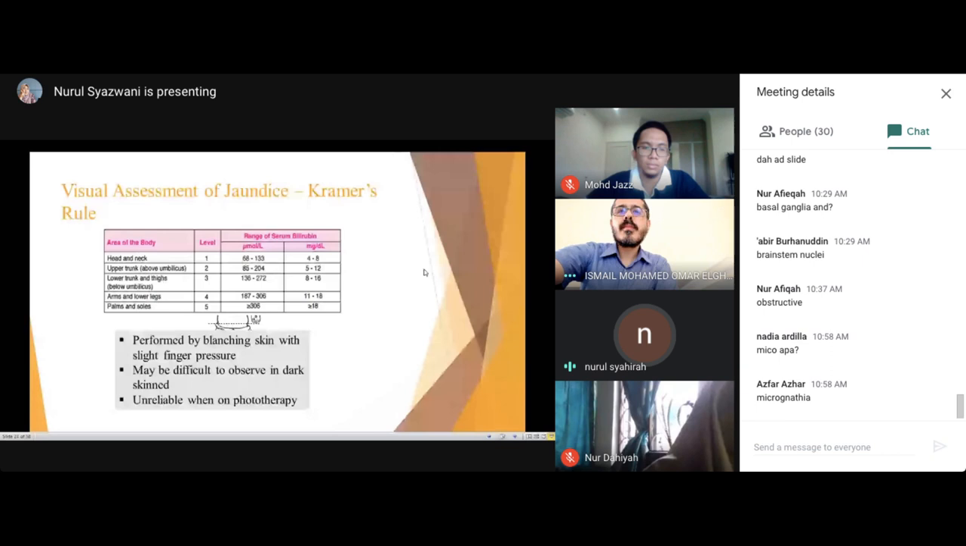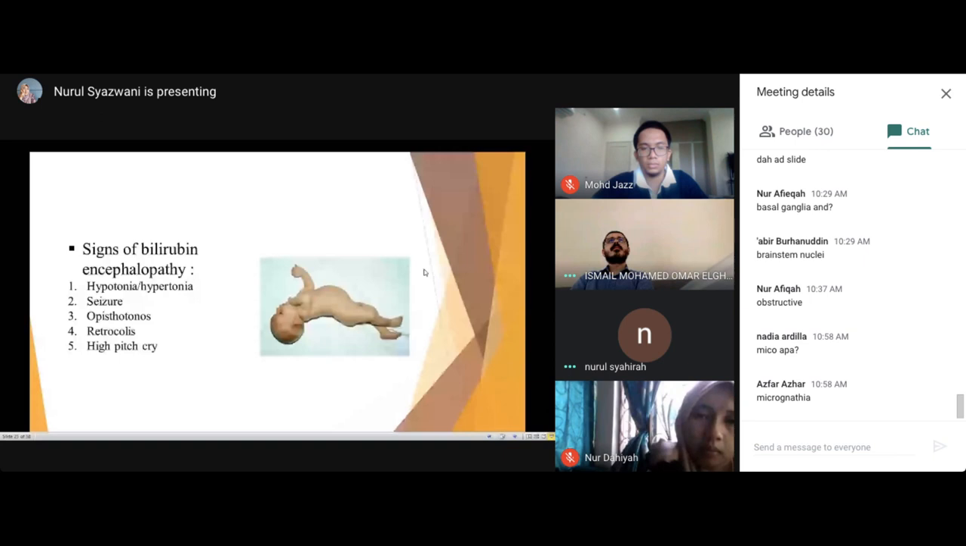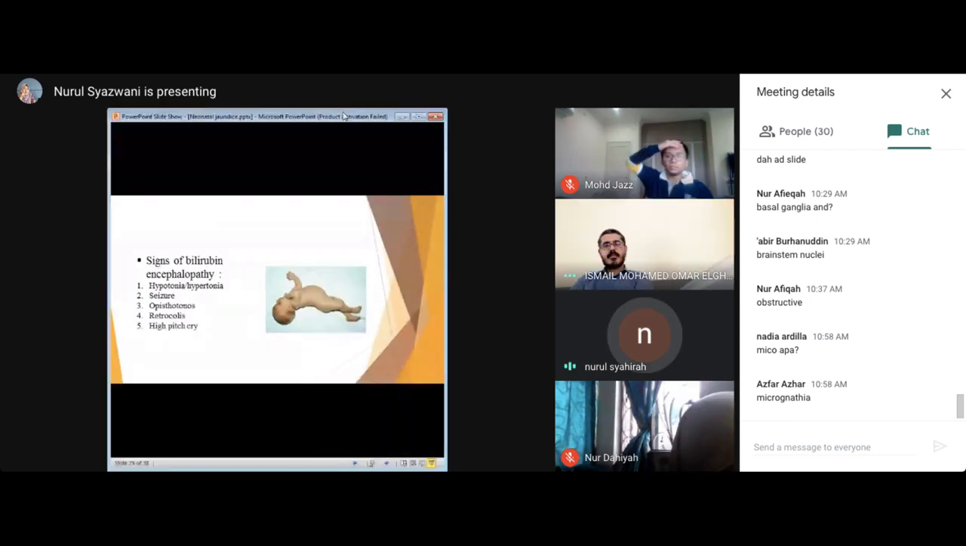Okay, this one is the sign of bilirubin encephalopathy. The baby may have hypotonia or hypertonia, seizure, or tetanus-like posturing, like the picture shown, retrocollis, as well as a high-pitched cry.